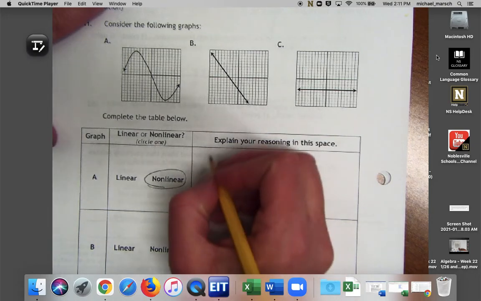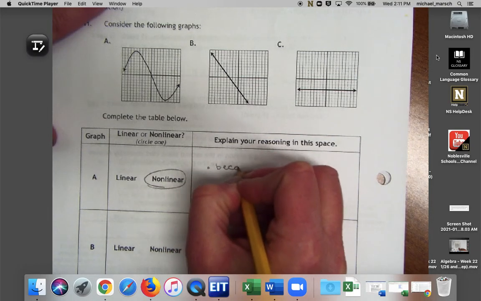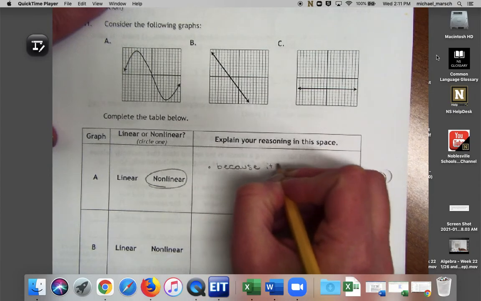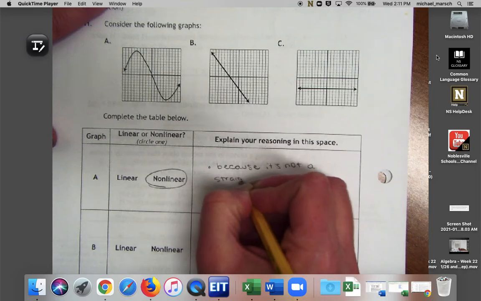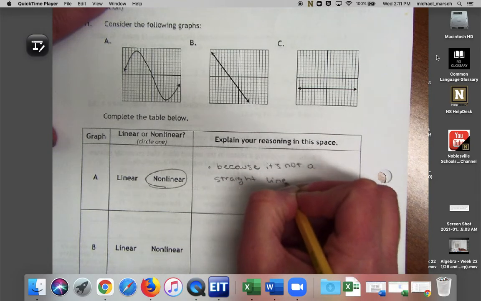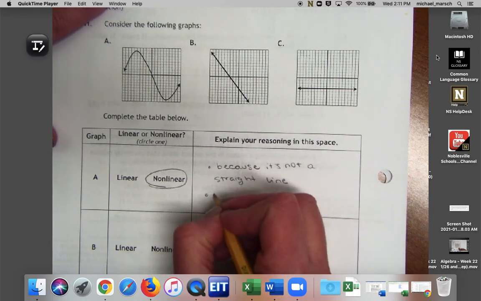Landon. Because it's not a straight line. Perfect. Easy as that. Its slope is not constant. It's not a constant rate of change.